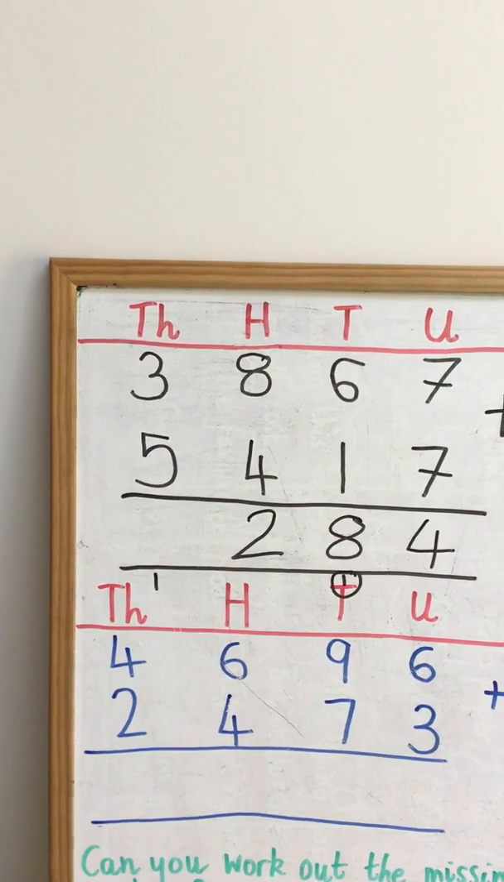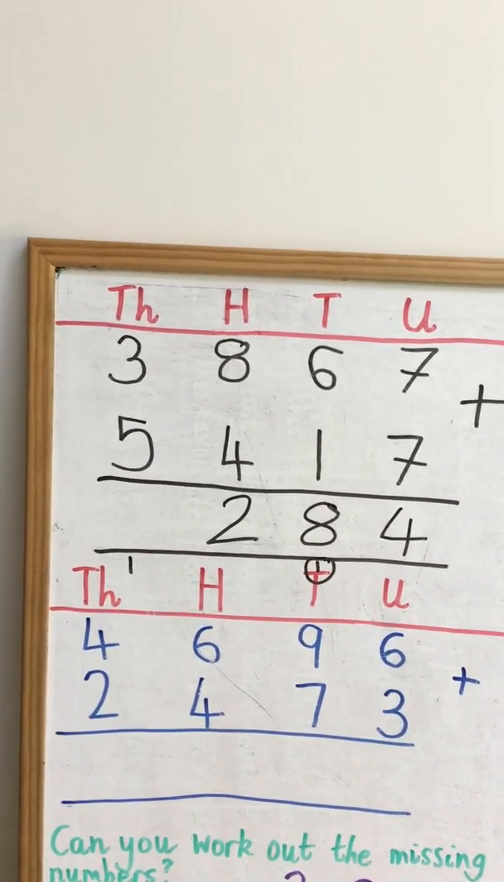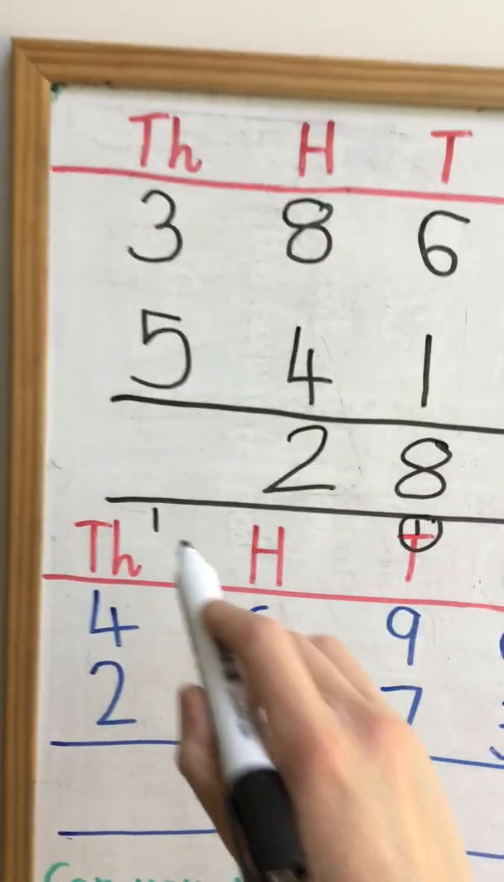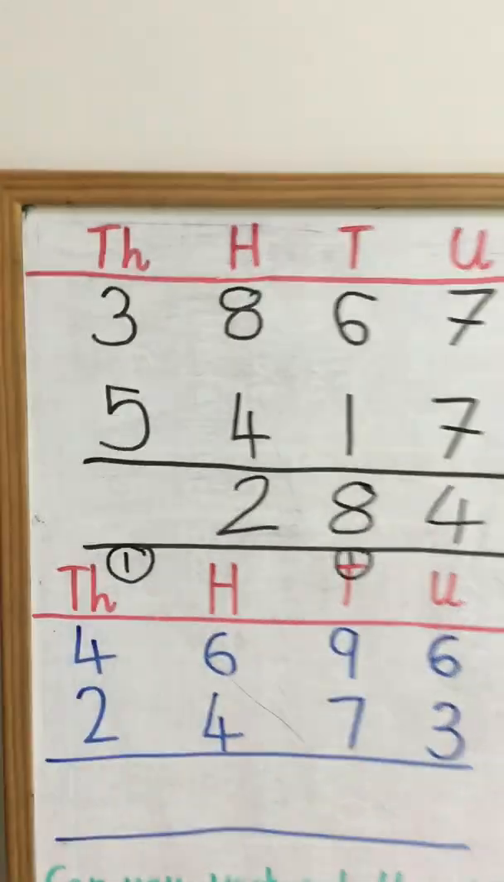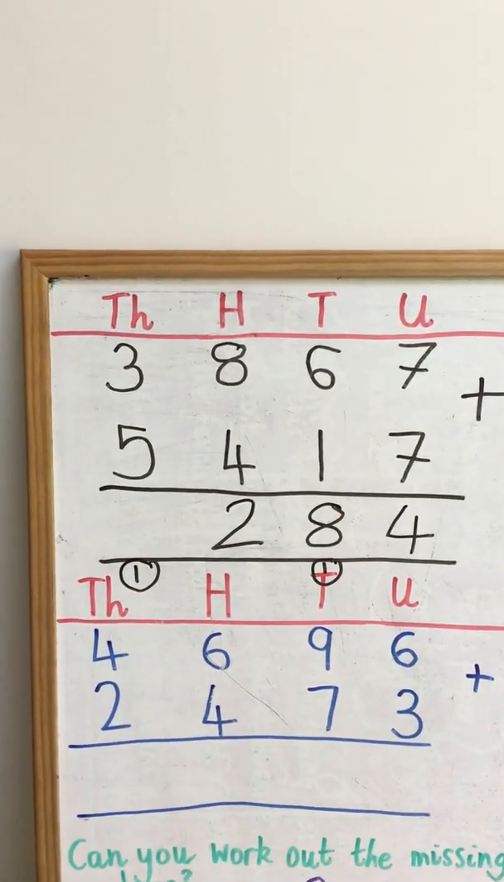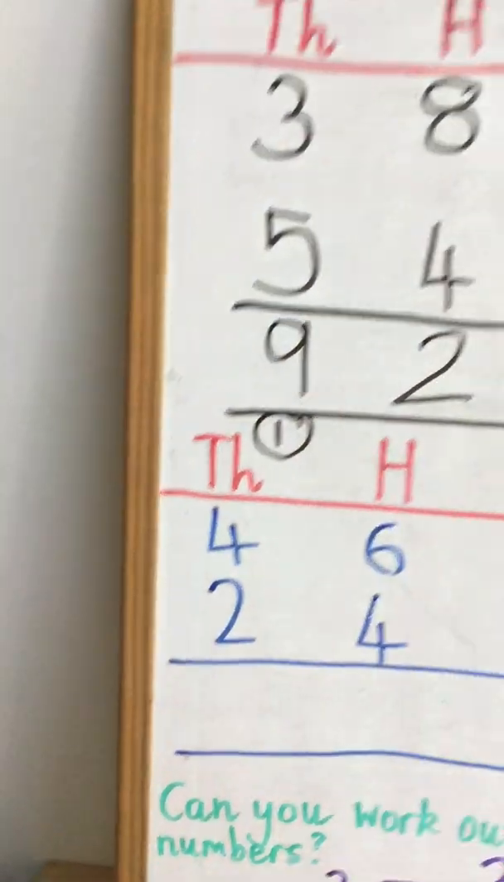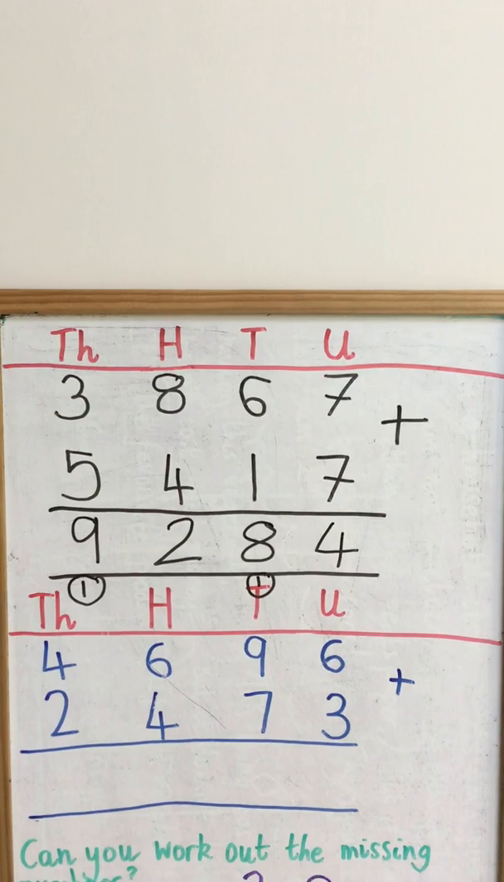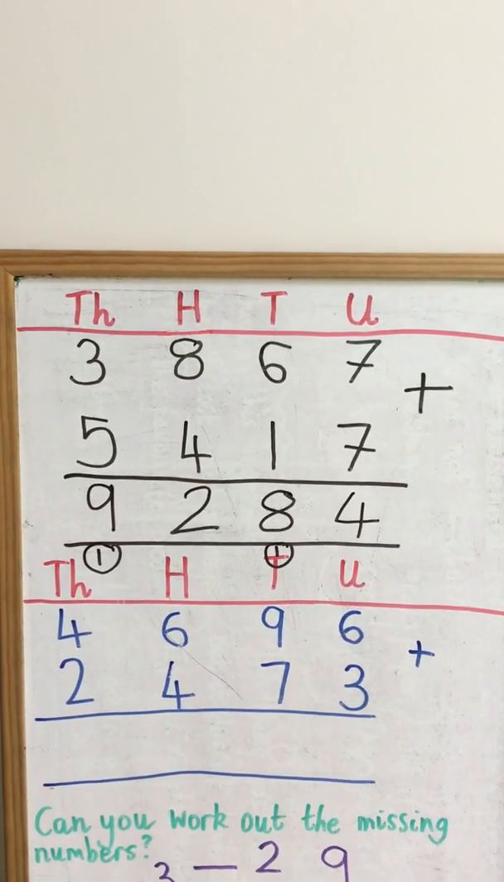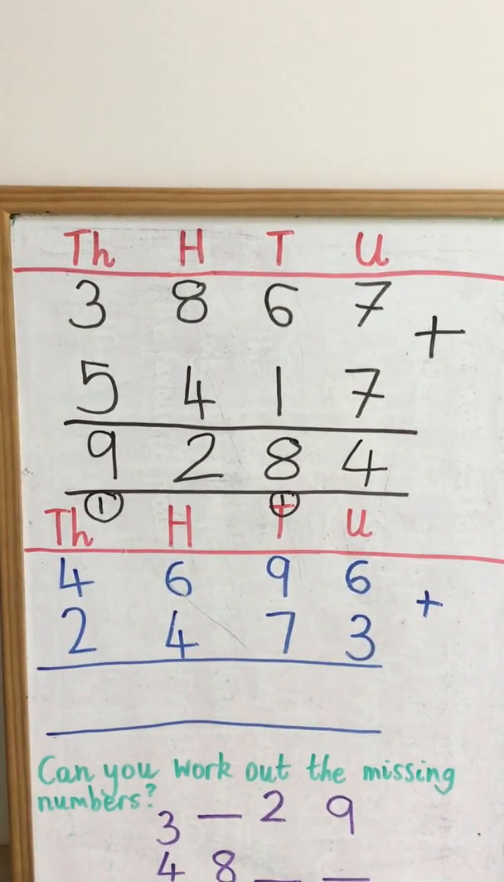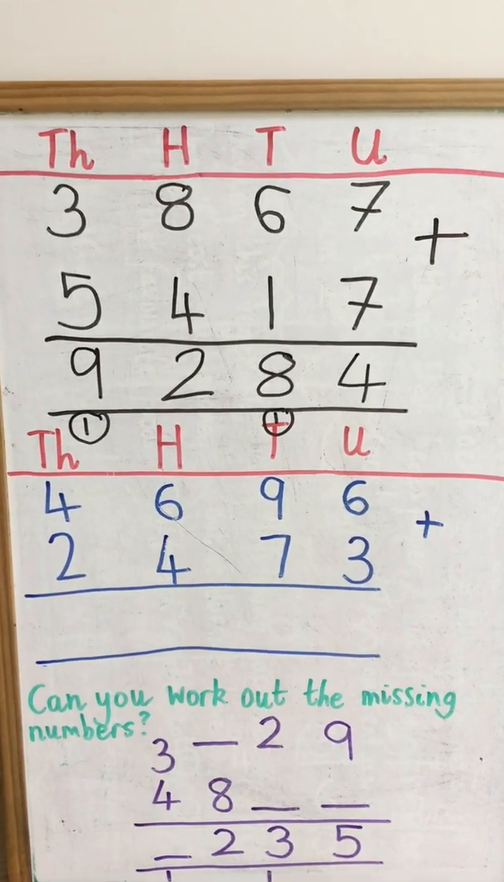Final one, 3 plus 5, which gives me 8, and I mustn't forget that extra 1,000 that I've transferred over gives me 9 in total. So my overall answer should be 9,284. Let's try one more of those.